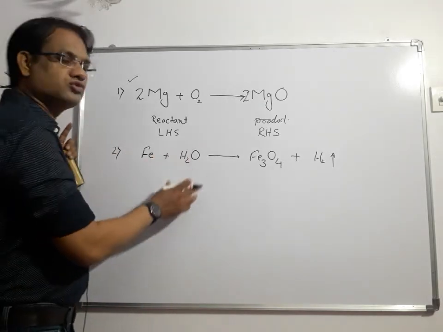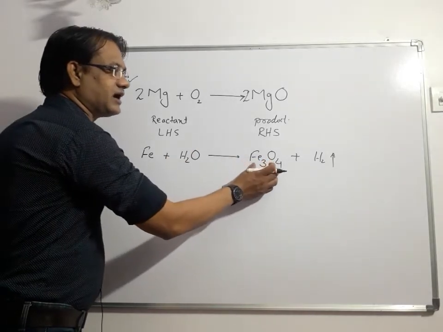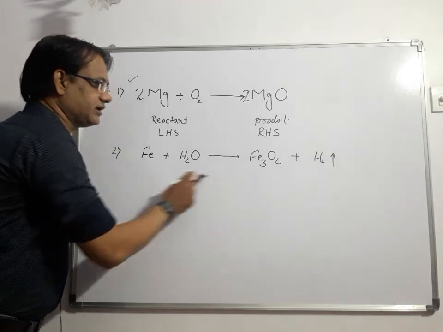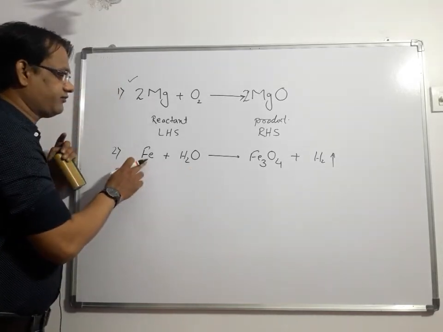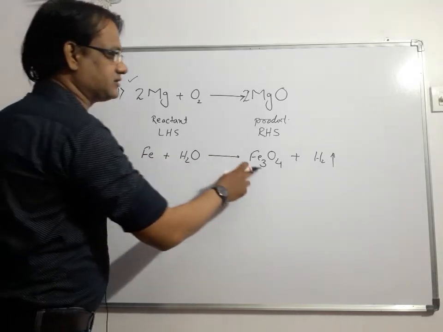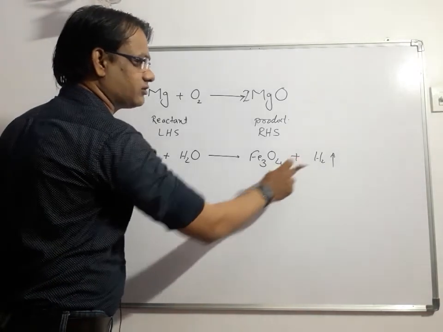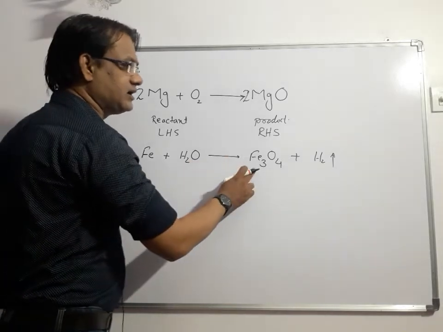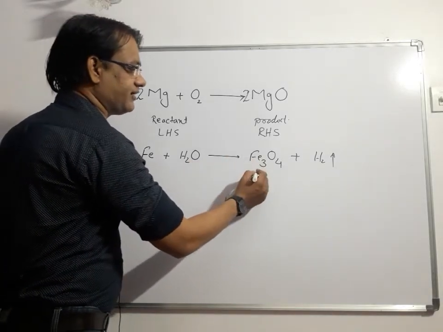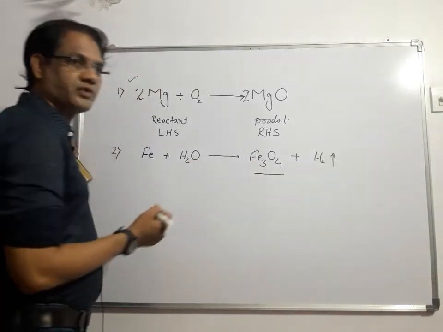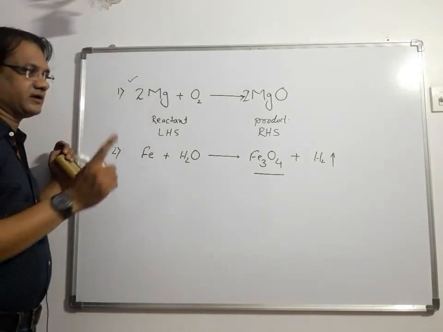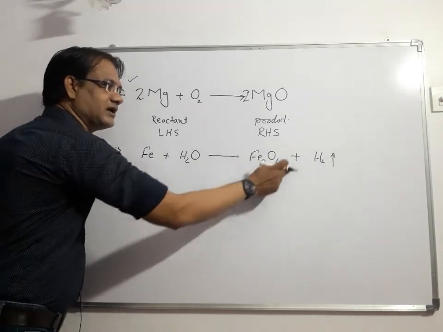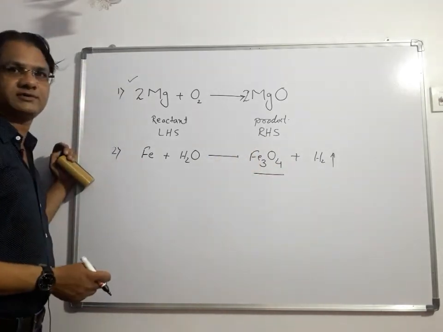First we have to choose a compound which has the highest number of atoms. So in this equation, if we see, there is iron, there is a water molecule, there is an Fe3O4 molecule and a hydrogen molecule. In all these, the molecule which has the highest number of atoms is Fe3O4. Okay, this is the first point. I choose this molecule because it has the highest number of atoms.